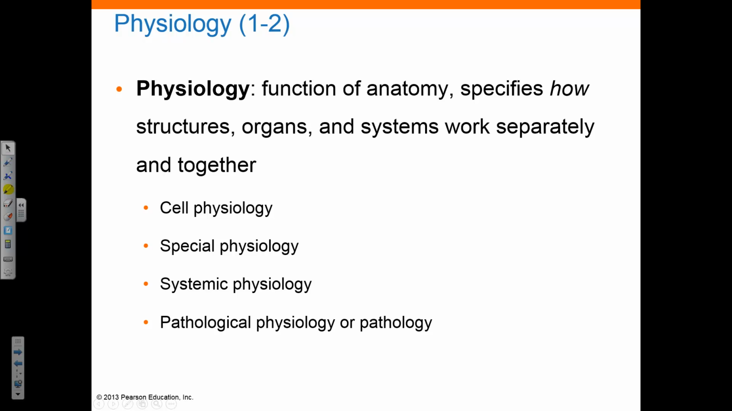The term physiology refers to the function of anatomy and specifies how structures, organs, and systems work, both separately and together, to allow organisms to perform their vital functions. There are several areas of physiology, including cell physiology, the study of the function of living cells, special physiology, the study of physiology of specific organs, systemic physiology, the study of the function of specific organ systems, and pathological physiology, the study of the effects of disease on organ or organ system functions.